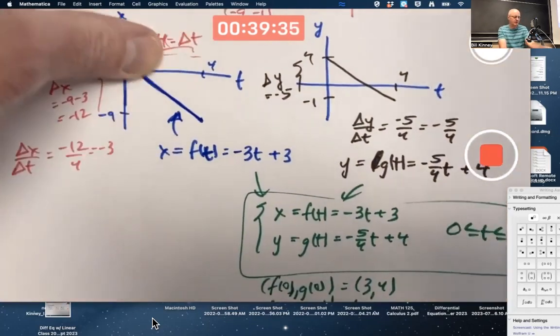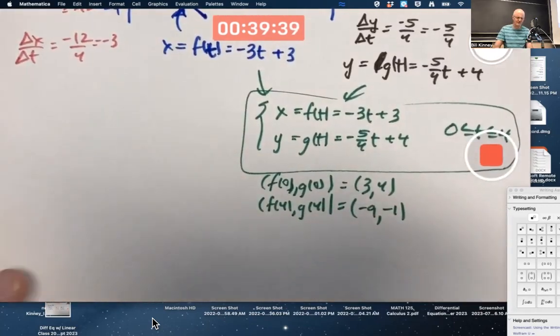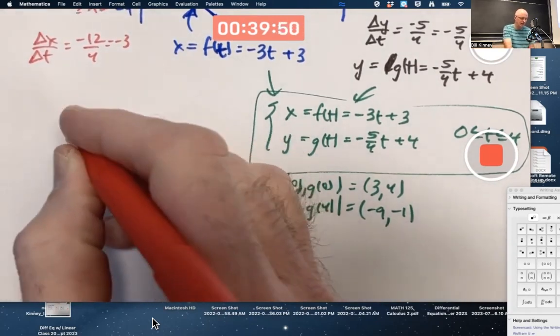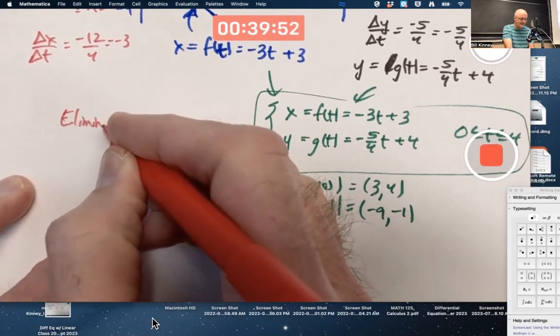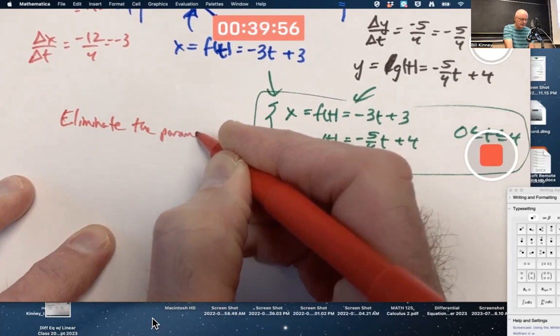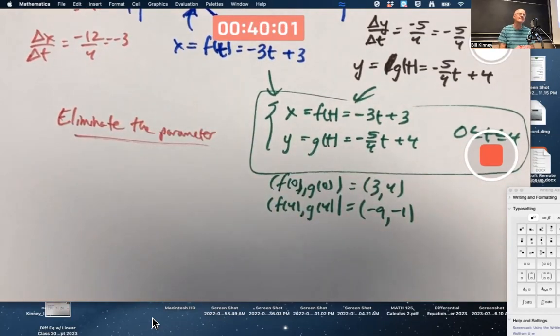You should be able to eliminate the parameter, in simple situations at least. In harder situations, it can be very hard or impossible to eliminate the parameter, but this is simple enough that we can. What does it mean to eliminate the parameter? It means get rid of it. How?